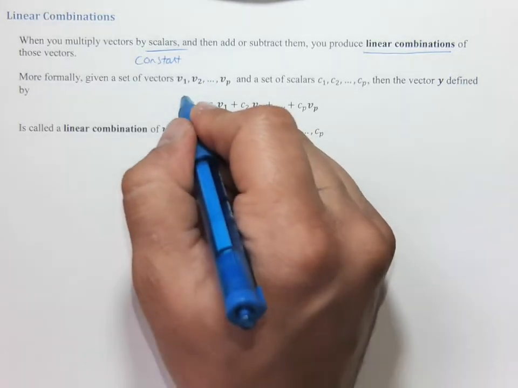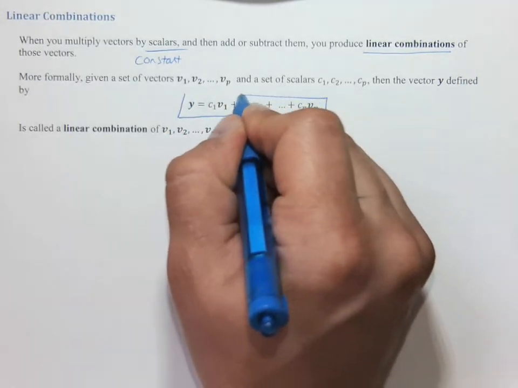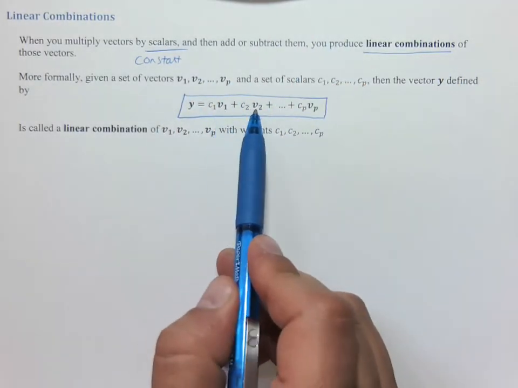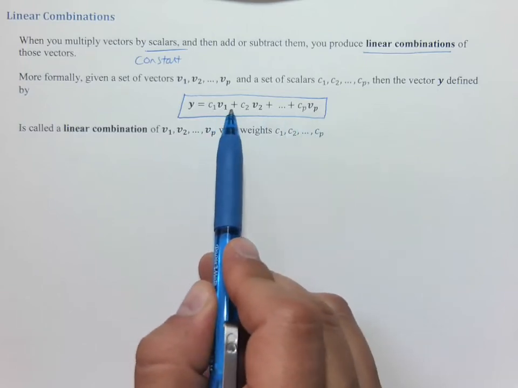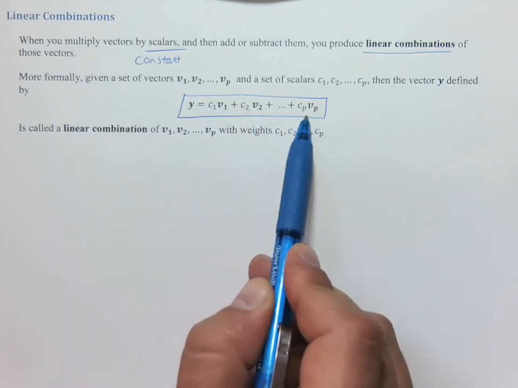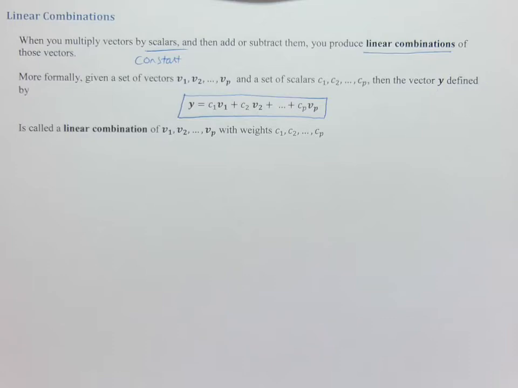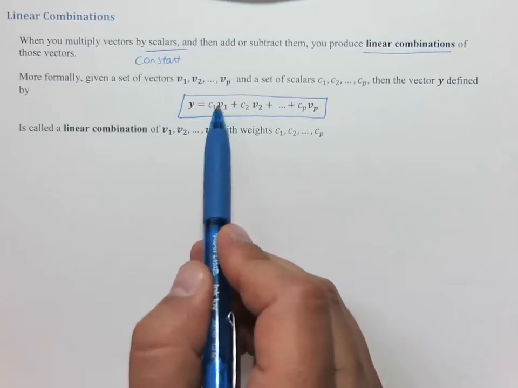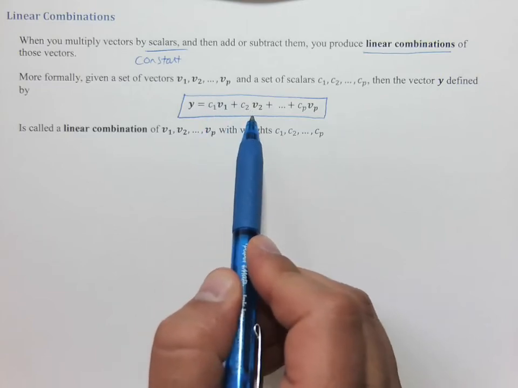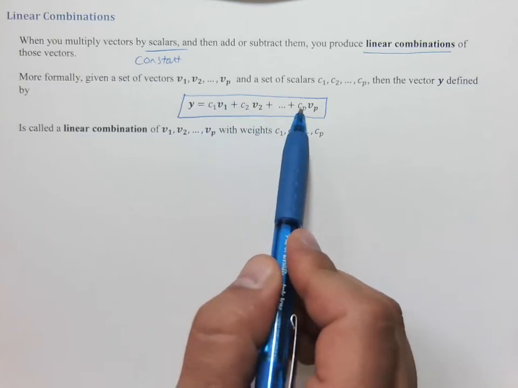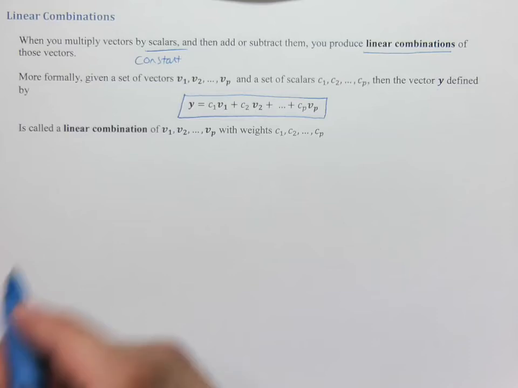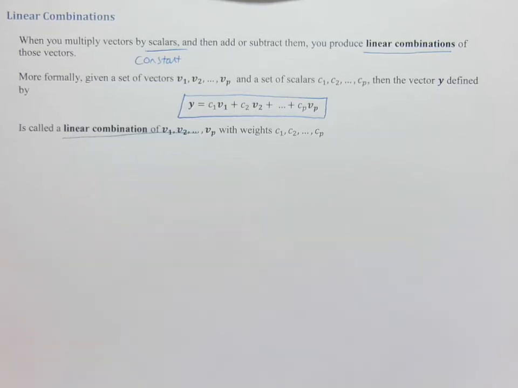defined as this sum, is a linear combination of the vectors with weights c1 through cp. Okay, so look at what's going on in this expression. We're taking each vector, multiplying it by a scalar, and then adding all those products together. The c's could be any weight, and so maybe 0, right? If you multiply a vector by 0, it just kind of goes away. And so this is what's called a linear combination of v1 through vp, with weights c1 through cp.